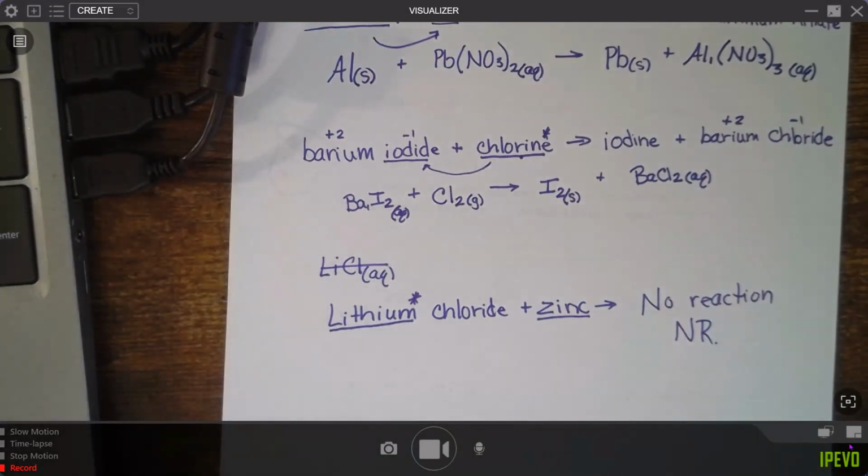Okay, so that's the important kind of little tricky thing about single replacement is you do have to check to see if the reaction happens first or not. All right, so that is single replacement reactions. I hope that helped at least a little bit, and I will see you in class.